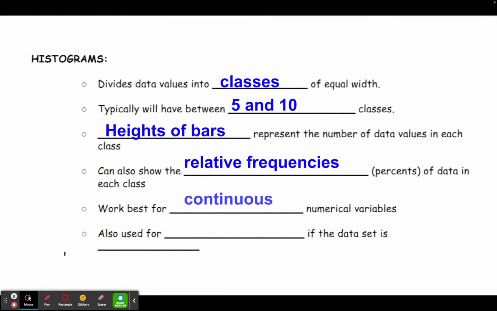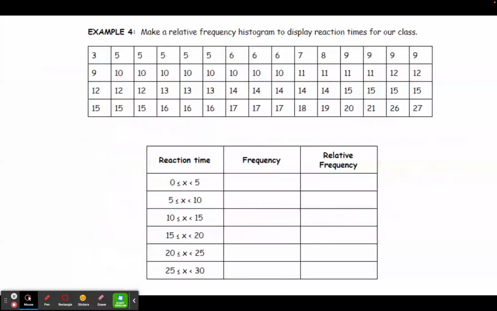Now, histograms work best for continuous numerical variables, and they also can be used for discrete variables if your data set is very large. Basically, what you're going to do with a histogram is group data values together that are similar, and that just makes making your graphs a little bit more efficient.